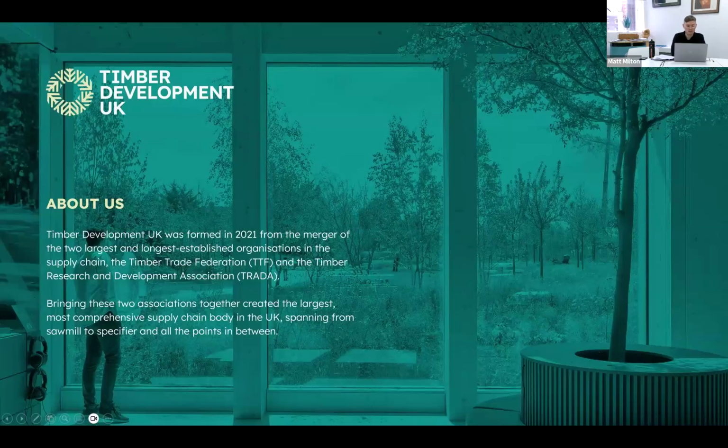TD UK was formed in 2021 from the merger of the Timber Trade Federation and TRADA, the Timber Research and Development Association. That created the biggest supply chain body for timber in the UK. We span all the way across the board, from sawmills to specifiers, to designers, architects, engineers, craftspeople, and everyone in between, for everyone working with wood.